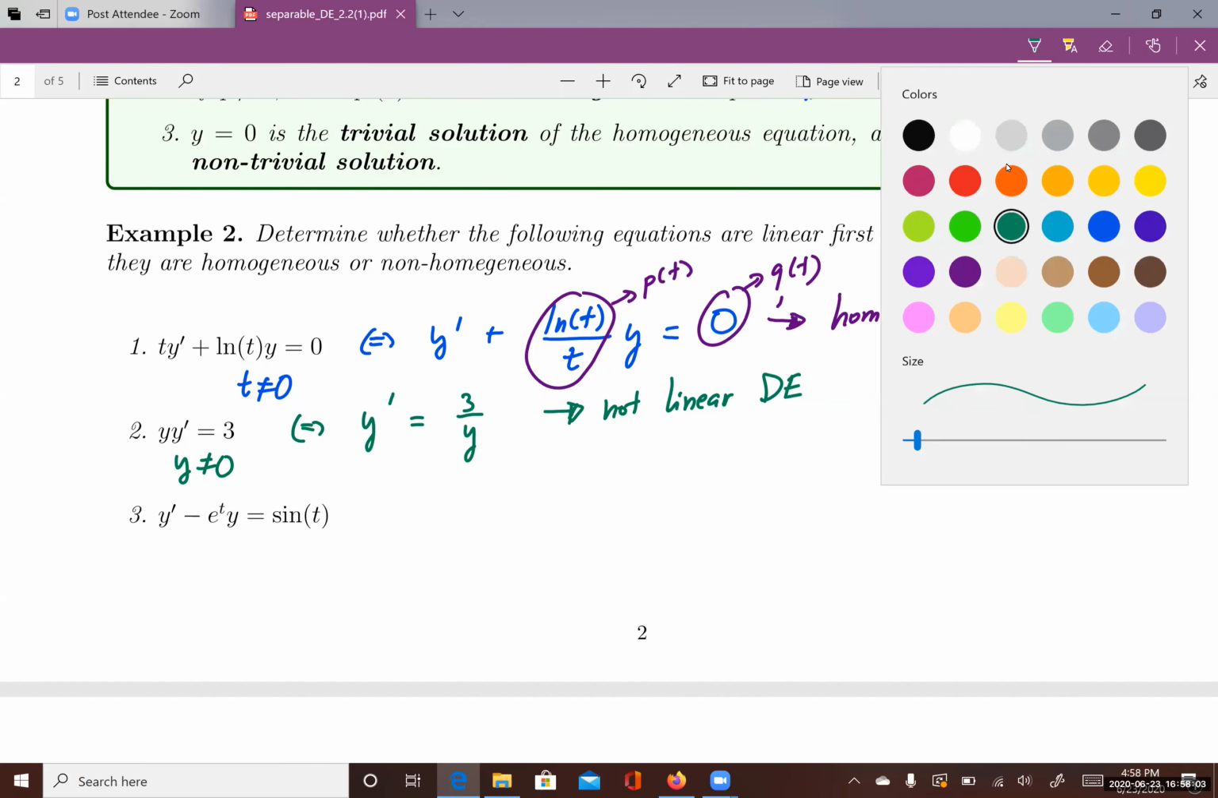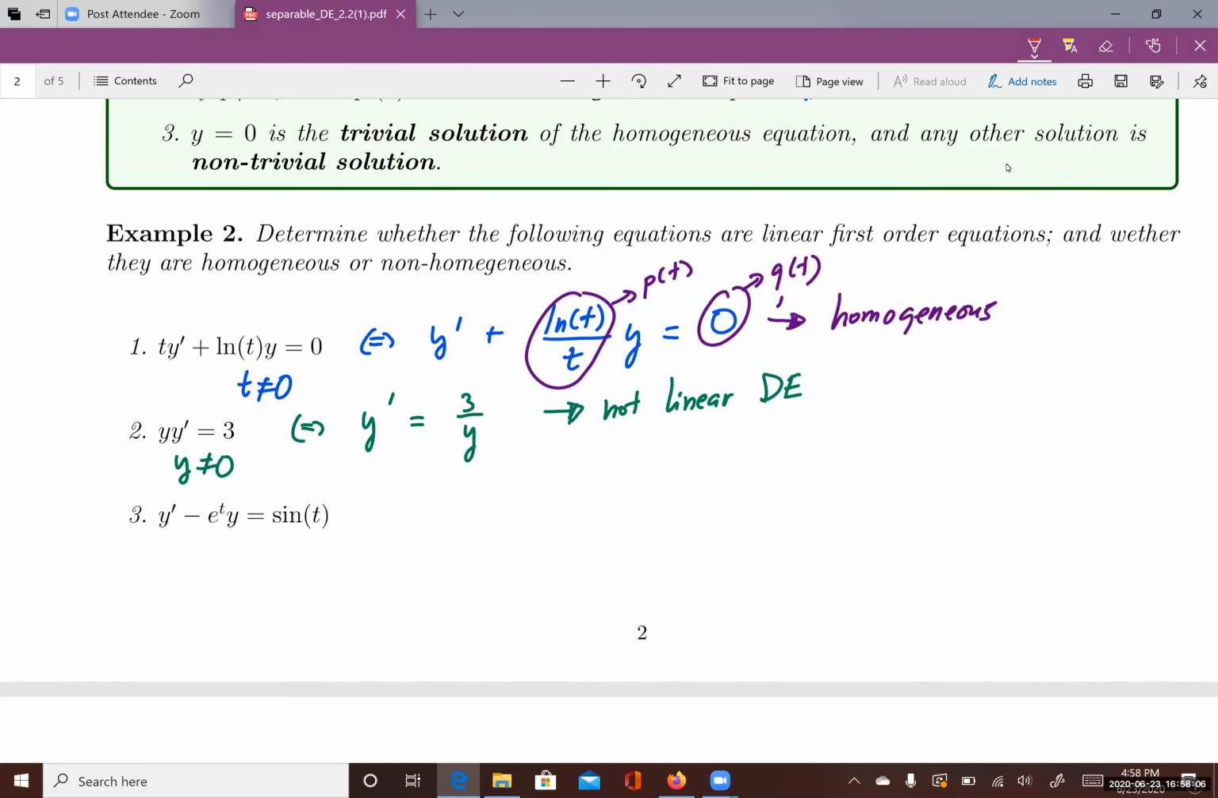All right, let's go to the next equation. You have y prime minus e to the t times y equals sine of t. Again, we have y prime by itself, y here, and e to the t is a function of t, and sine of t is a function of t. So yes, this is a linear first-order DE, and q of t is not 0, so it is non-homogeneous.